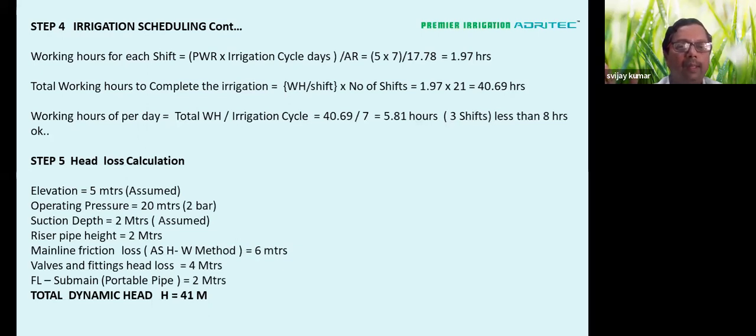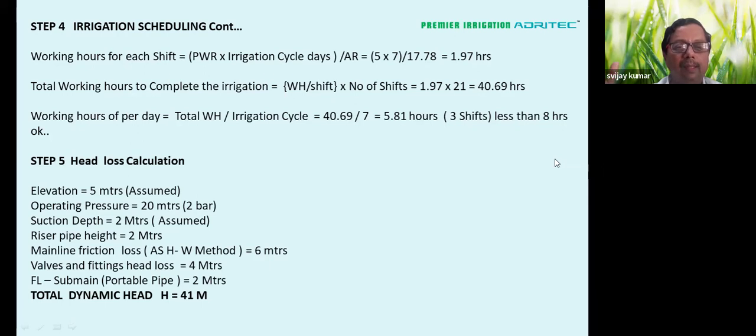The peak water requirement into the irrigation cycle. So 5 millimeters, an irrigation cycle of 7 days, and the application rate of each sprinkler was 17.78. So it is going to operate for roughly 1.97 hours, or 2 hours. So that means I already calculated there are going to be 21 shifts, and each shift is going to operate for say 2 hours. So 19.71 multiplied by 21 is around 40.69, or say 2 into 14, say 42 hours is what is going to happen.